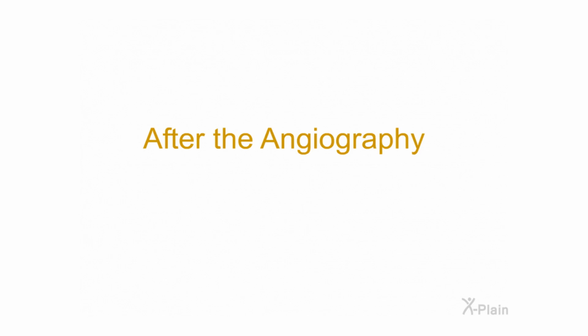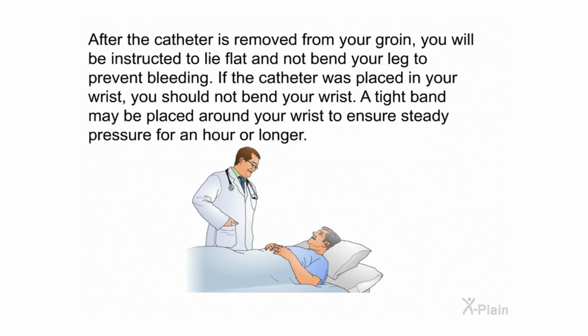After the angiography. After the catheter is removed from your groin, you will be instructed to lie flat and not bend your leg to prevent bleeding. If the catheter was placed in your wrist, you should not bend your wrist. A tight band may be placed around your wrist to ensure steady pressure for an hour or longer.